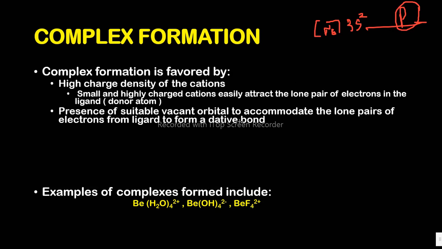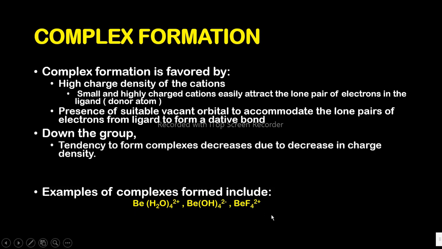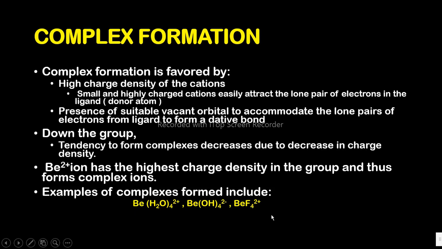Otherwise, if you don't have anywhere to put the electrons, then you cannot form the complex. So, the presence of a suitable vacant orbital to accommodate the lone pair of electrons from a ligand to form a dative bond. And I hope we talked about dative bonds in bonding. Okay? And if you check beryllium, it has all these factors. Okay? And so it is able to form complexes.